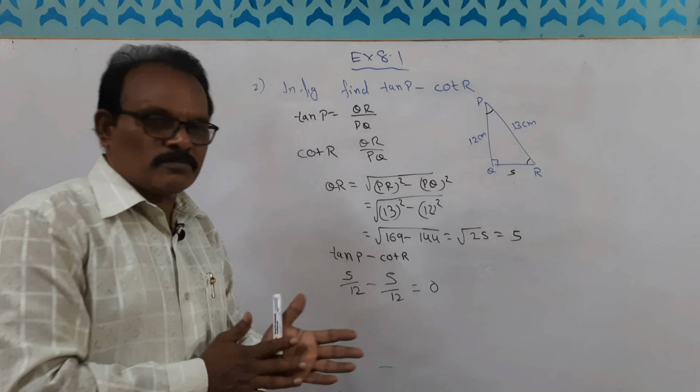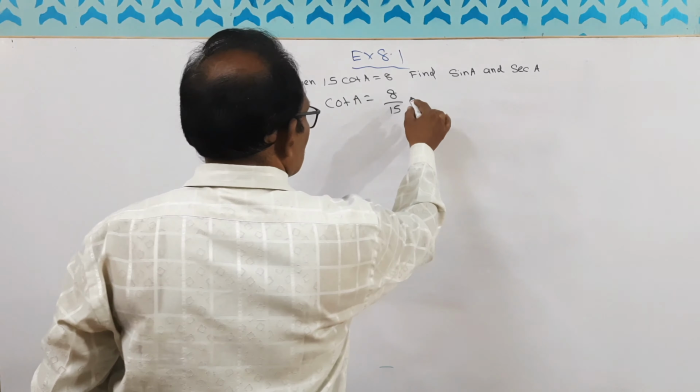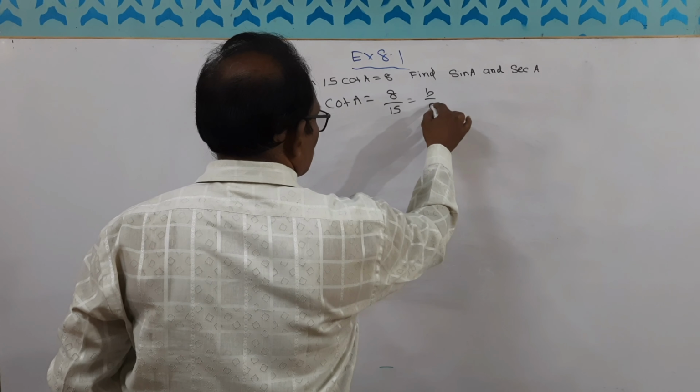So what is question number 4? Given 15 cot A is equal to 8. That means cot A is equal to 8 by 15. This 15 will come down. Cot is the reverse of tan. What is tan? That means P by B. But here it is B by P.